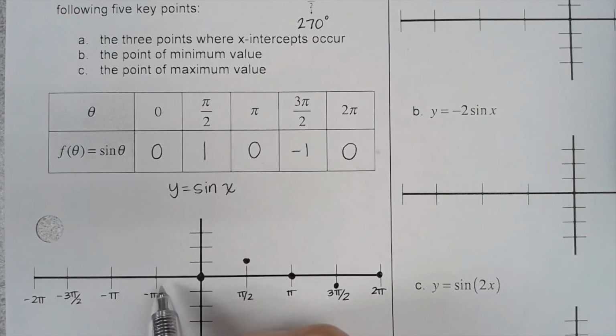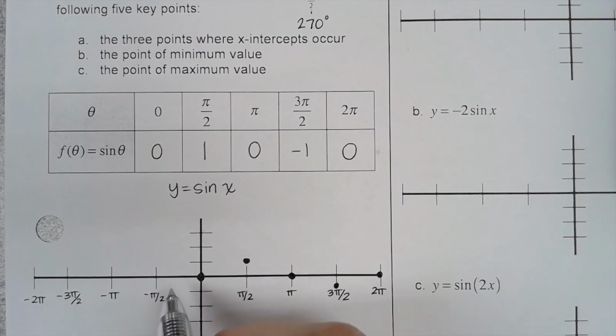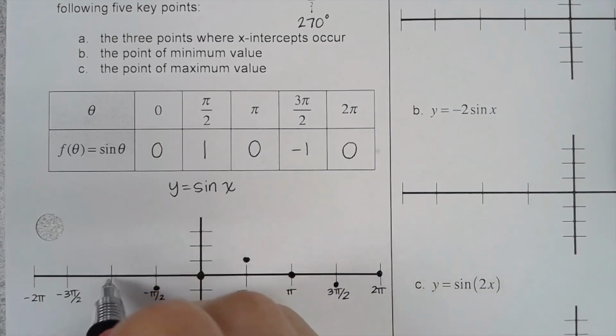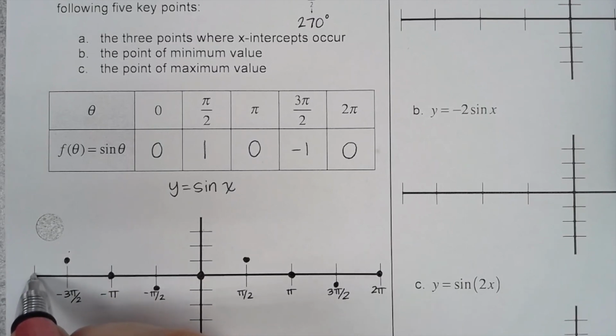And so I could plug these into my calculator too to make sure I'm getting the right answer. The sine of -pi over 2 would be -1. The sine of -pi would be 0. The sine of -3 pi over 2 would be up here at +1. And then the sine of -2 pi would be back to 0. And again, you can plug those into your calculator to confirm that they're correct.